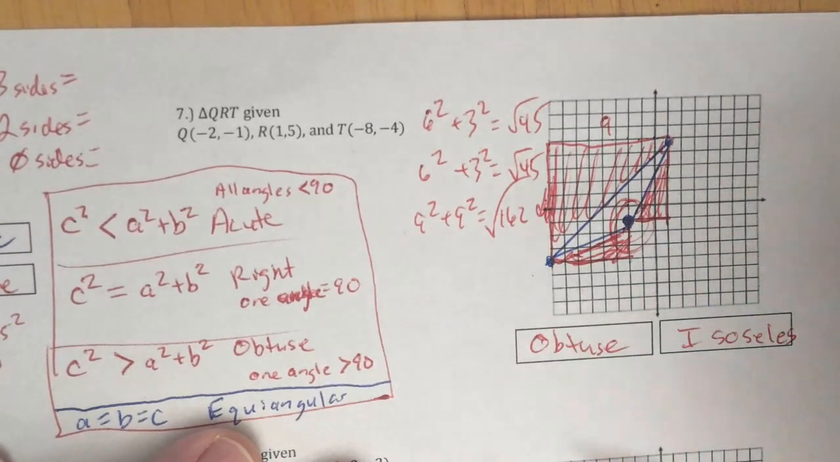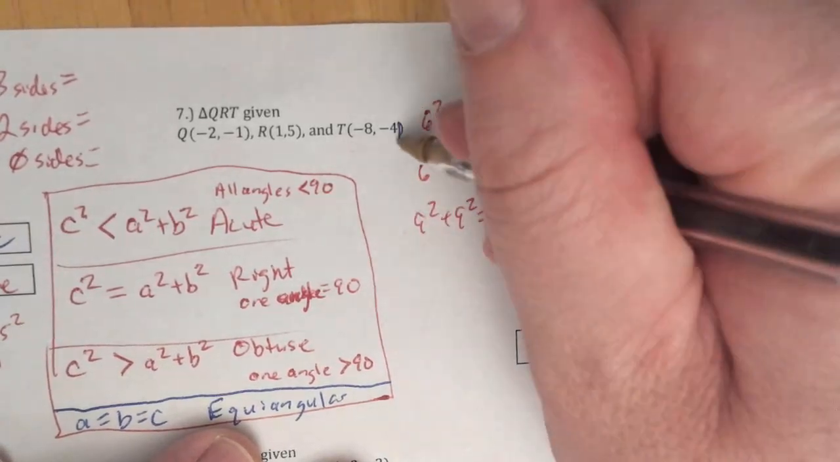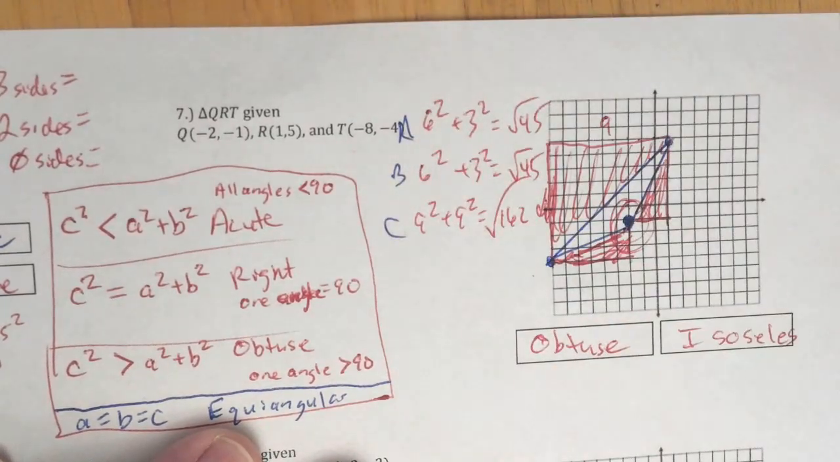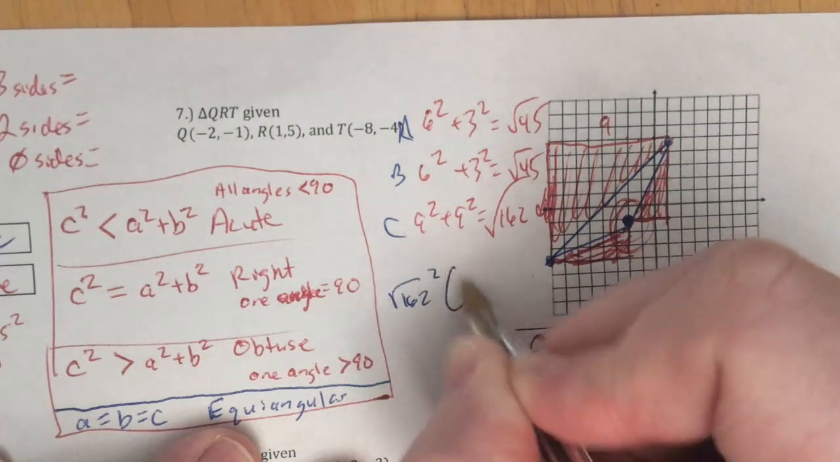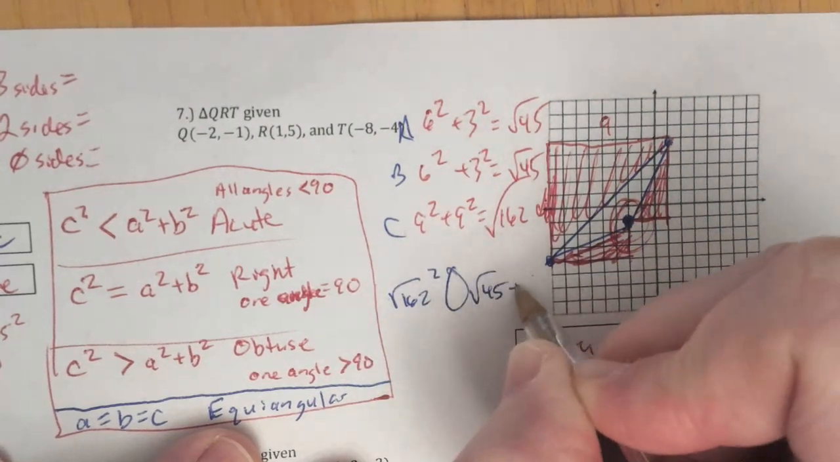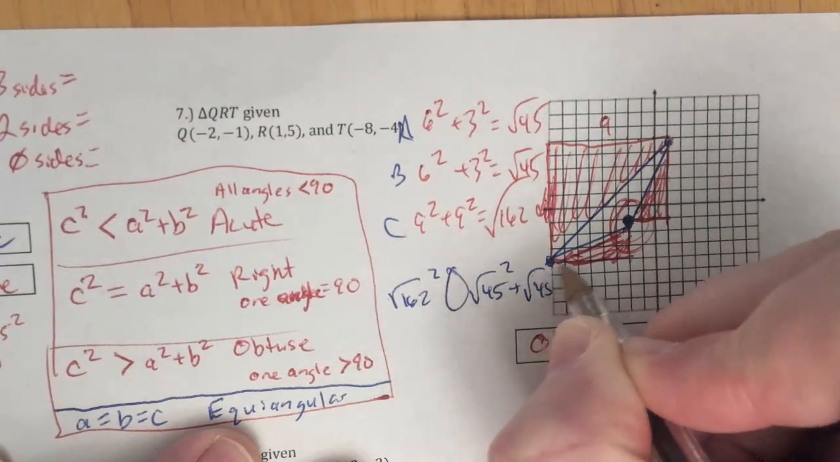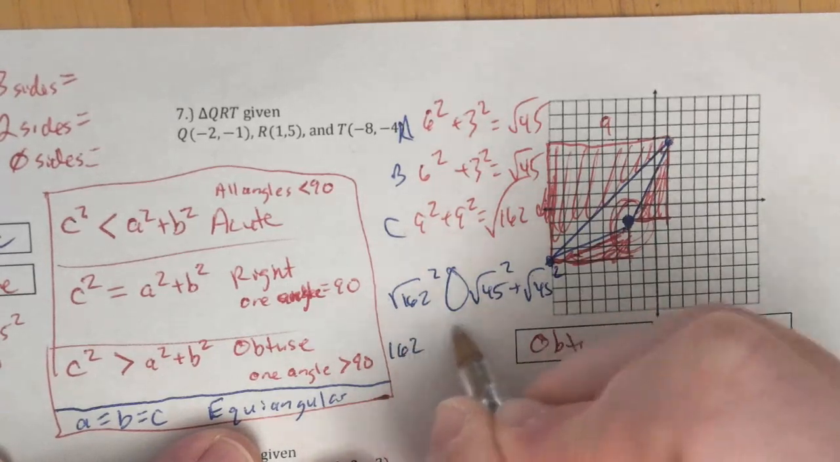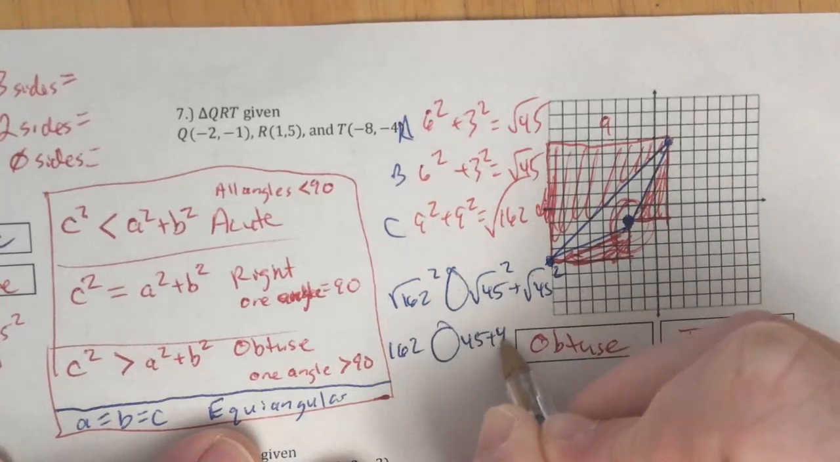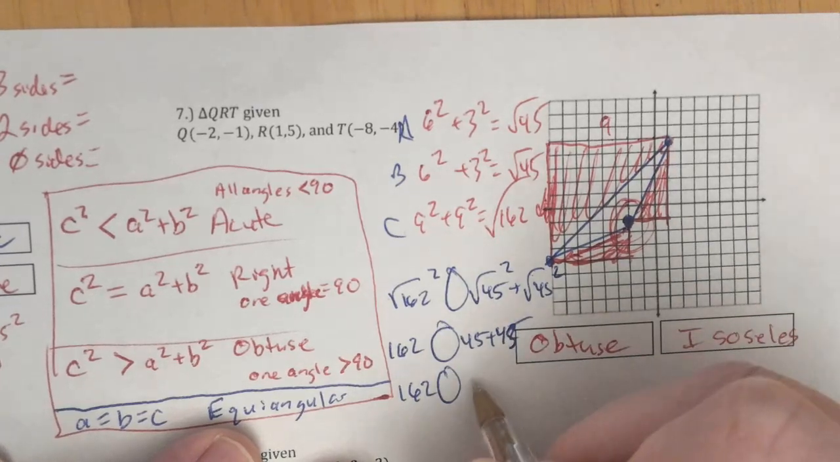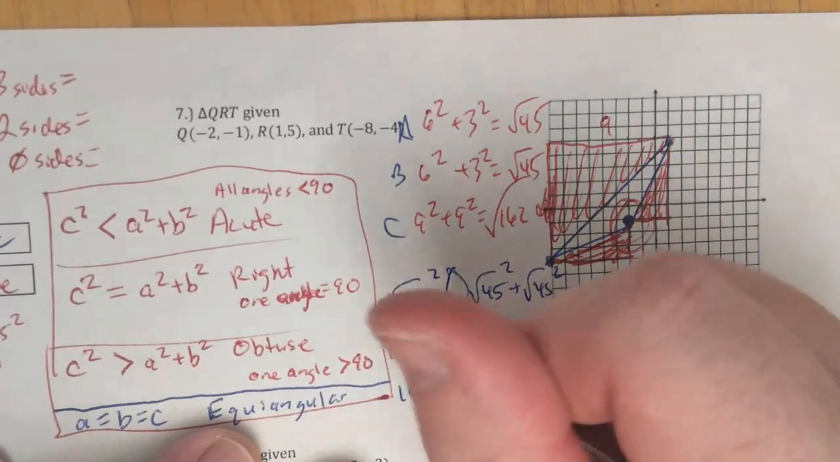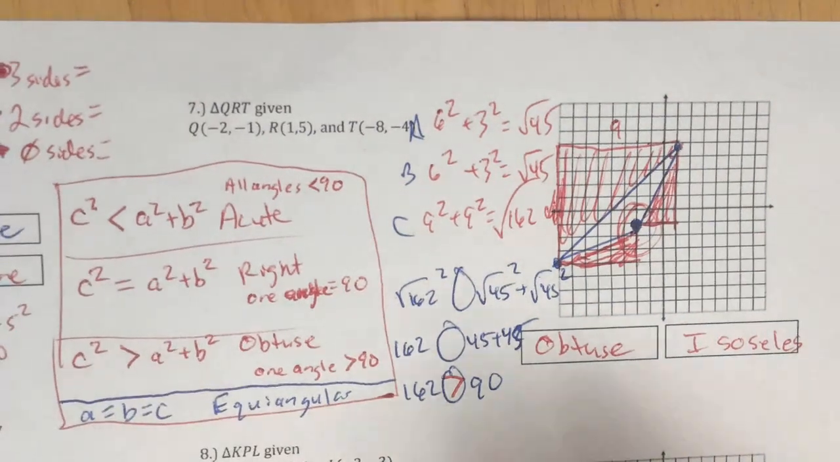But just in case you're curious, this is your A, your B, your C. So if you do square root of 162 squared, how does that compare to square root of 45 squared plus square root of 45 squared? You would get 162 compared to 45 plus 45. How does 162 compare to 90? That right there is greater than, so that right there is obtuse.